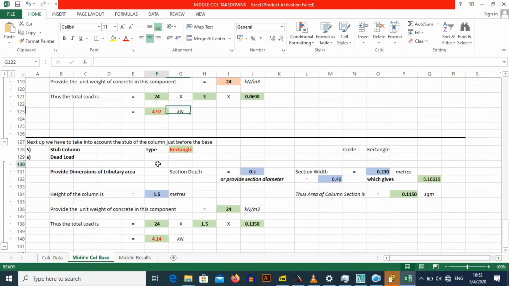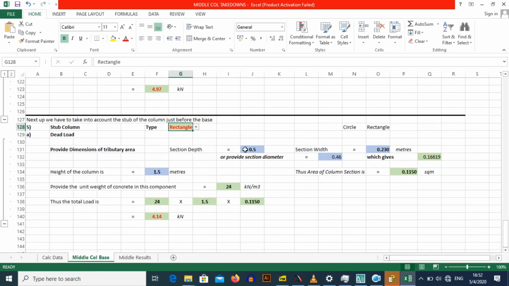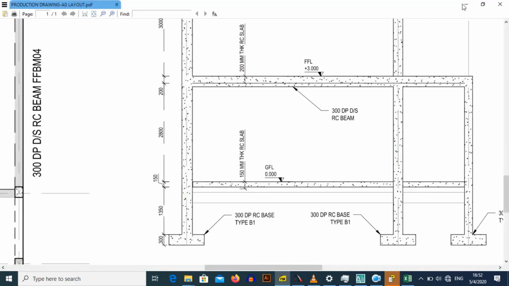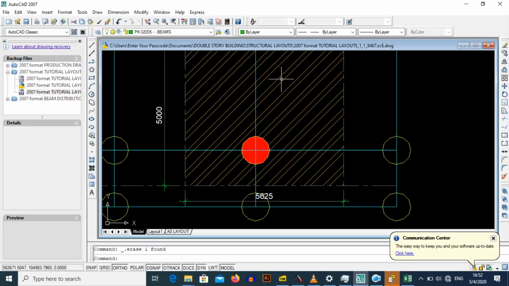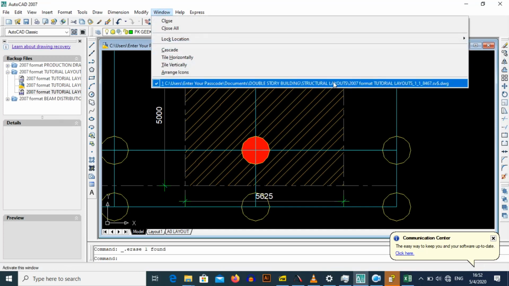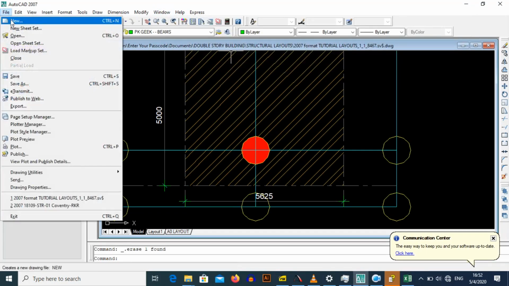And then the stub column, whether it's rectangular or circular, it's rectangular. So the section depth, this time it's 300. Yes, we're good to go. Unit weight of concrete. What is the height of the stub column? So the stub column, if we look carefully, is anything that goes just below the ground floor level. To clearly visualize that, let me open something.